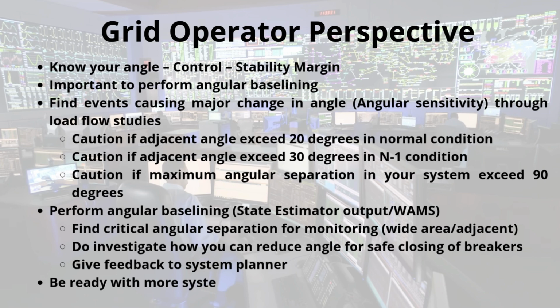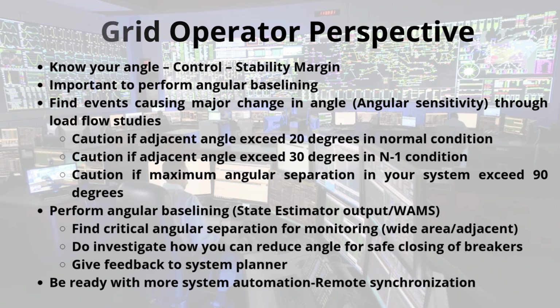They also actively investigate how to reduce angles if needed, maybe by shifting generation or changing the network topology, especially if they need to close a breaker safely across a high angle. And they feed info back to the planners. Crucial feedback loop. And they rely on automation too. Things like remote synchronization systems that use these angle measurements to safely reconnect parts of the grid.